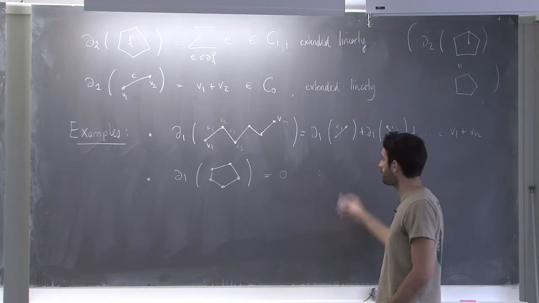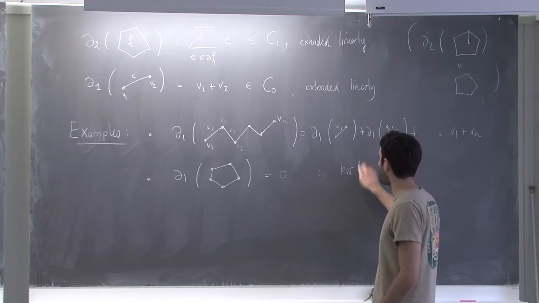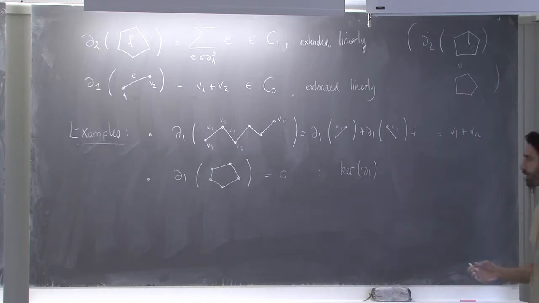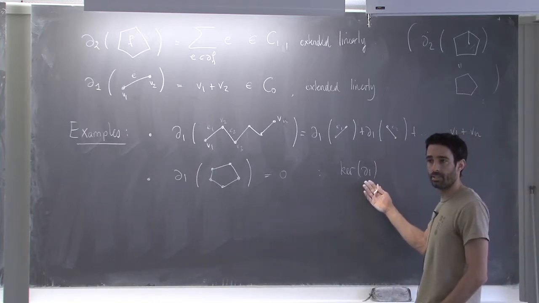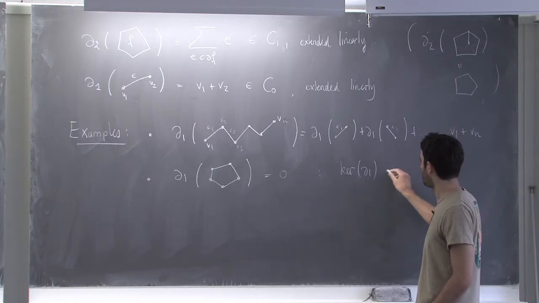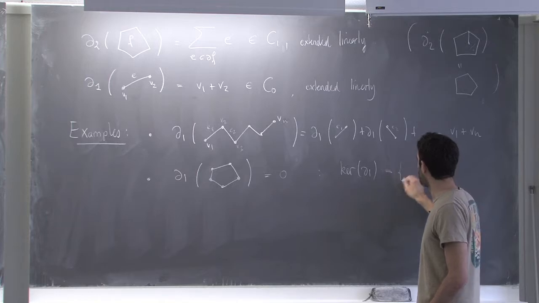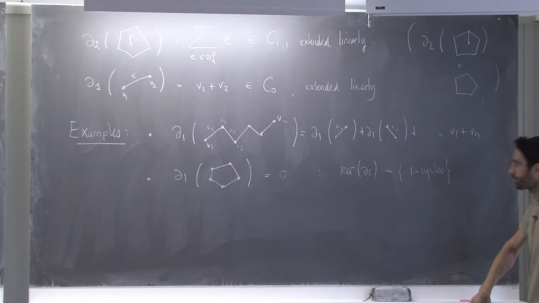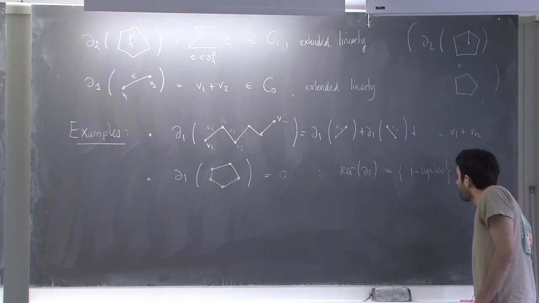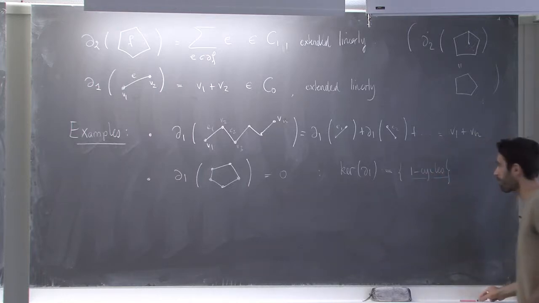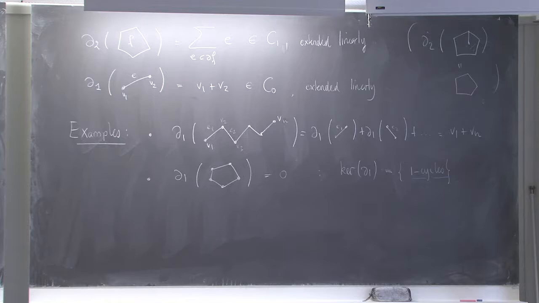And this will motivate the definition: the kernel of delta 1, that is, the collection of edges such that their boundary is 0. We will call these 1-cycles.